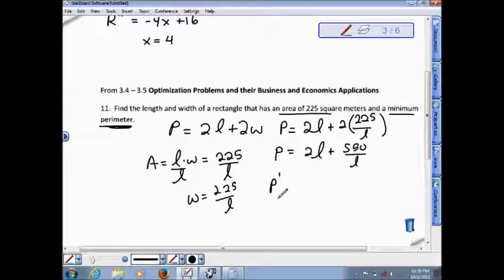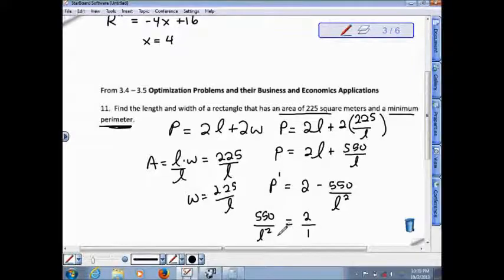So the derivative is 2 minus 550 over L squared. Now, if we set this equal to 0, we're going to add this term to the other side. Now there's a couple different ways you could solve this. You could think about this as a fraction. 550 over L squared is equal to 2 over 1. This is what's called a proportion, where we have a fraction that equals a fraction.